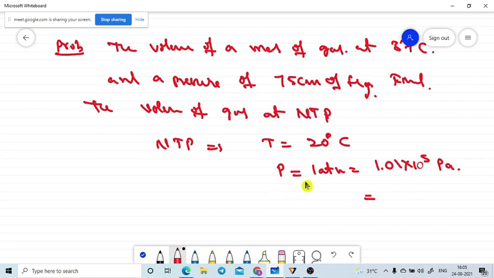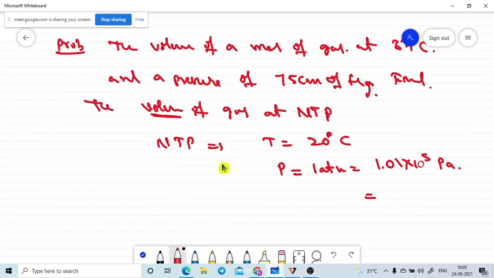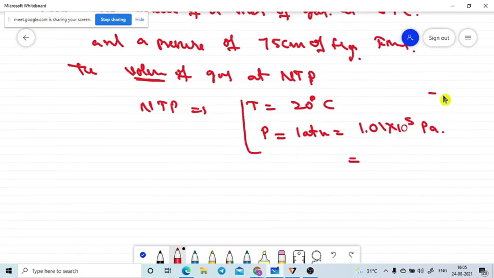Then they are asking, at this temperature and pressure, what is the volume of the gas. They are confusing you without showing the second stage. What are they saying? It is the state in the first case.